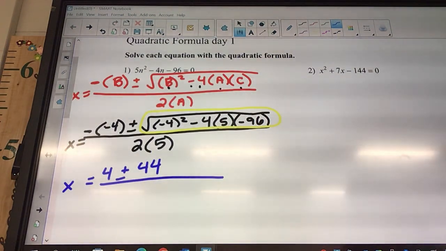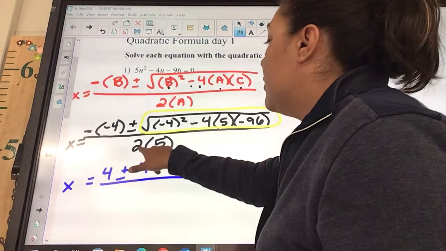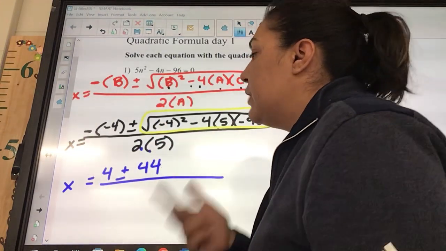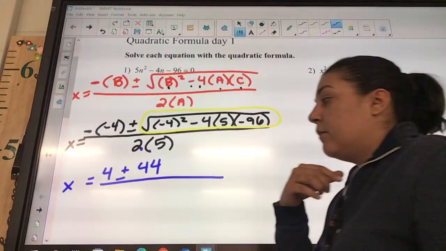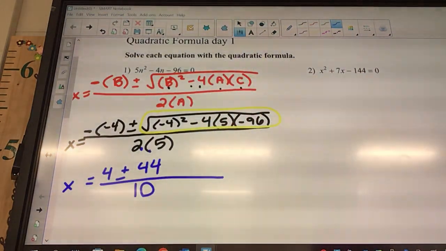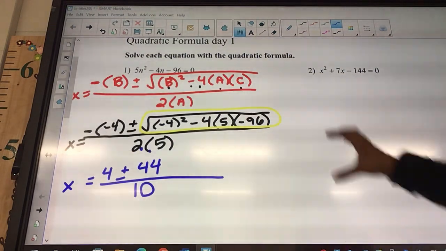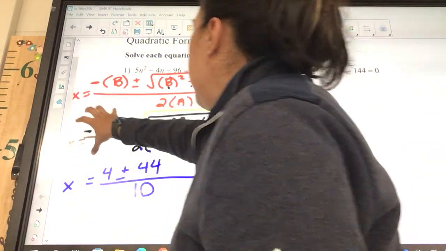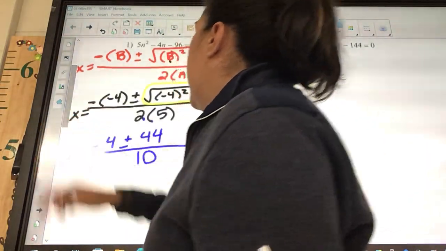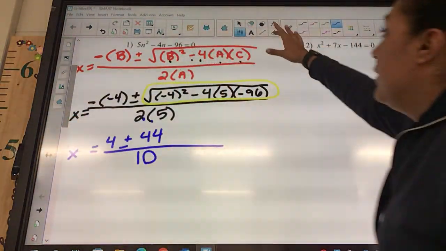Okay, now, looking at the bottom here, we got 2 parenthesis 5. That really means 2 times 5. And what is 2 times 5? 10. Good job. Okay, so 10. So we took all of this craziness, and it came into all this craziness, and now we're just down to this. Which is looking pretty good. This part is fairly easy as well.